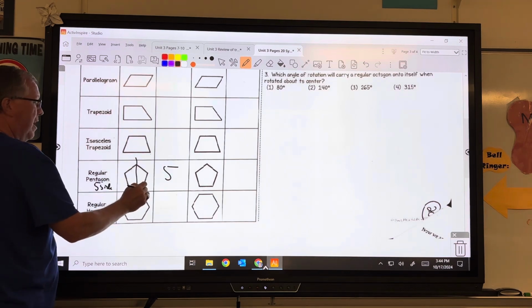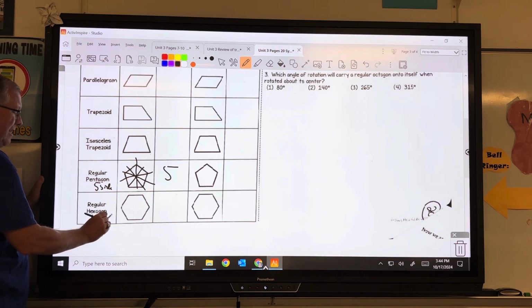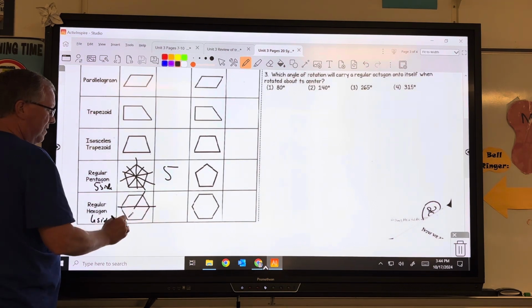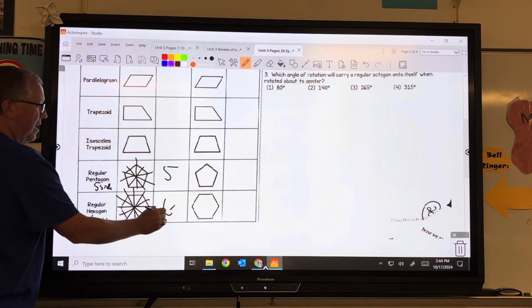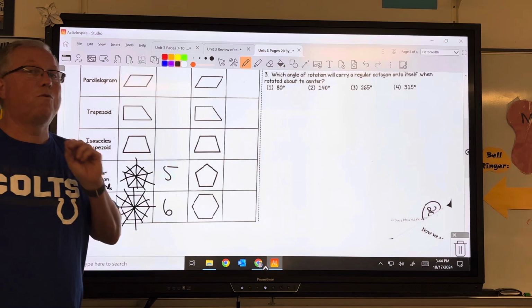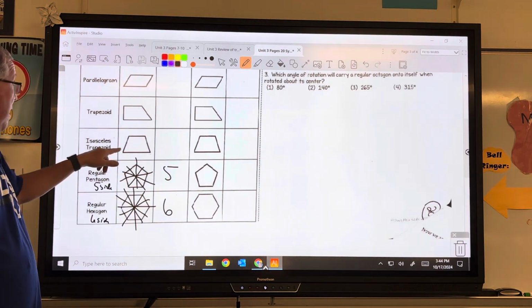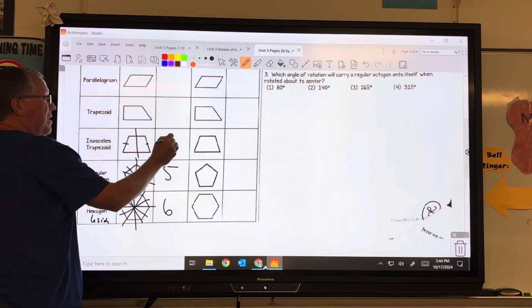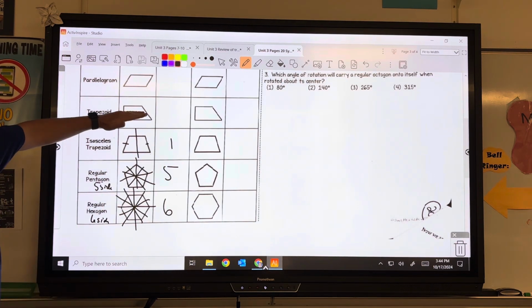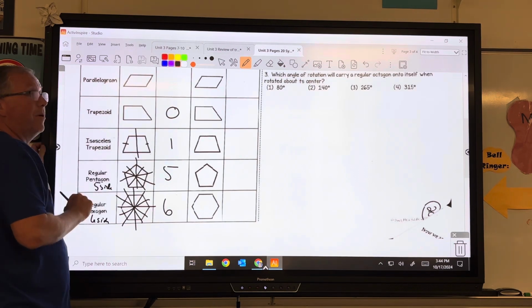Remember, those were 1, 2, 3, 4, and 5, right? And my regular hexagon has 6 sides. It's going to have 6 lines of symmetry. 1, 2, 3, 4, 5, and 6 lines of symmetry. Okay? Those are our regular polygons. Now, isosceles trapezoid, we talked about just a second ago. Remember, those sides are equal, so we had 1 that went down the middle. Trapezoid, we talked about, there was no way that you could get it. This one has 0. There's none that are available.